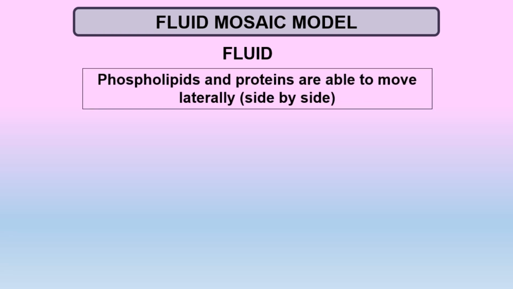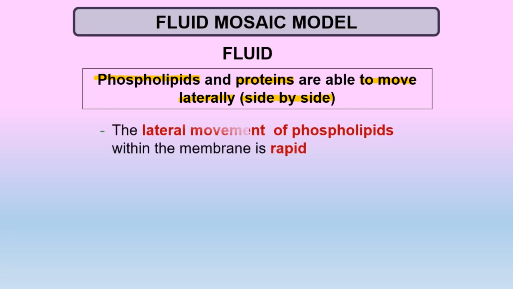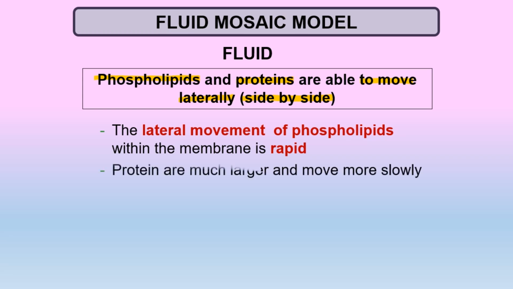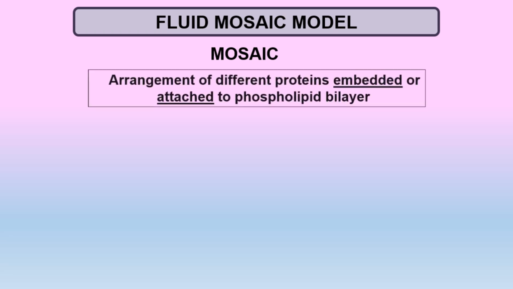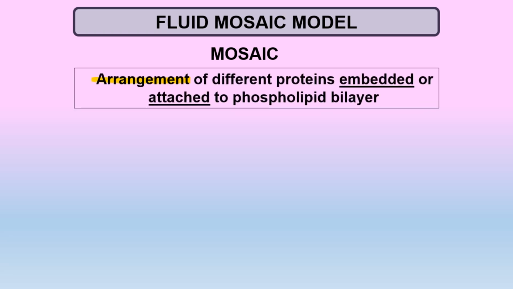If the question asks what is meant by fluid mosaic model, fluid, it means that phospholipids and proteins are able to move laterally or side by side. Mosaic are the arrangement of different proteins embedded or attached to phospholipid bilayer.